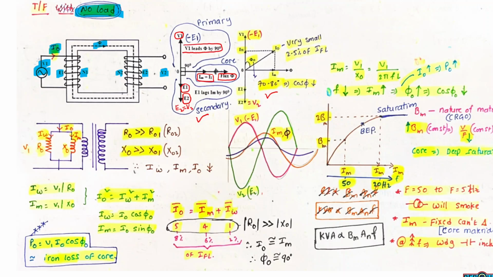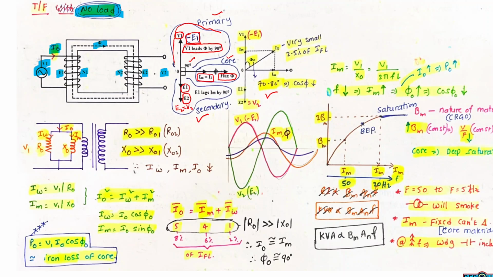V1 leads the flux by 90 degrees, and back EMF E1 is in phase opposition to terminal voltage V1. So the same E1 can also be mentioned on the primary side with a minus sign, minus E1. These are the terms corresponding to the primary side, these are the terms corresponding to the core, and these are the terms corresponding to the secondary side. So this is the basic vector diagram of the transformer.